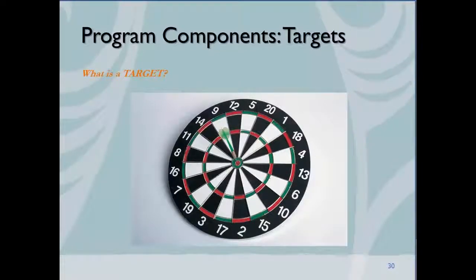The next area in terms of program components is targets. And target is obviously where we're trying to get to. It's a specific value or level of a measure at a specific point in time in the future. The target is a measurable result being sought. So our example here is that we would like to see, as our new target, 80% of our students showing improvement on standardized test scores for math and English.